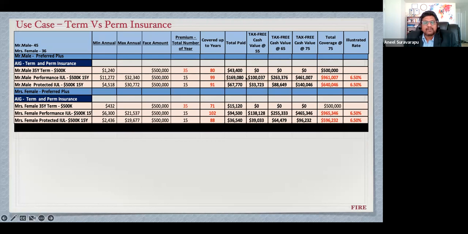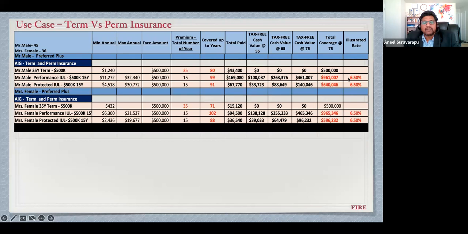For this policy of 500k over 15 years, he is paying close to 169k, and these are the cash values at ages 55, 65, and 75. These numbers come from an average rate of return of 6.50 percent for the lifetime, and they will change depending on how the indexes perform.